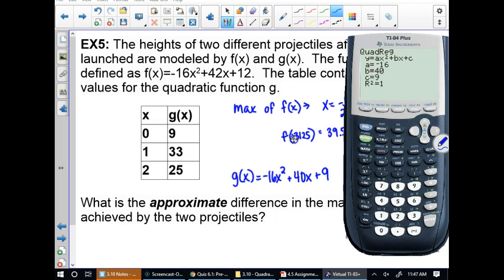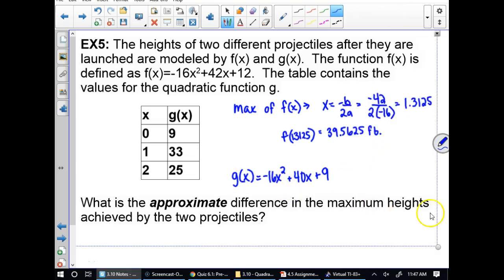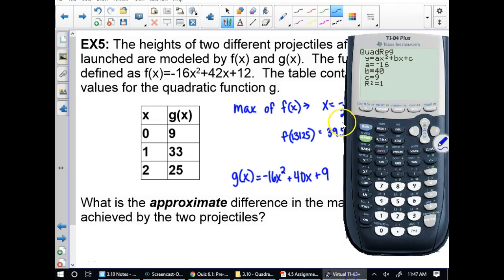So we could, if we wanted to, do exactly what we just did for the last problem, because we could do negative b over 2a for this, because we don't even have bad decimals or anything to deal with. But since we've already got it in our calculator, let's try to graph it.